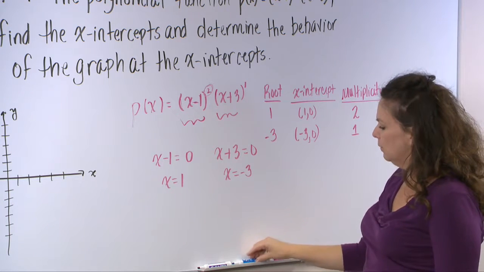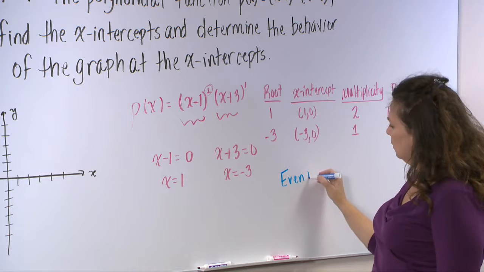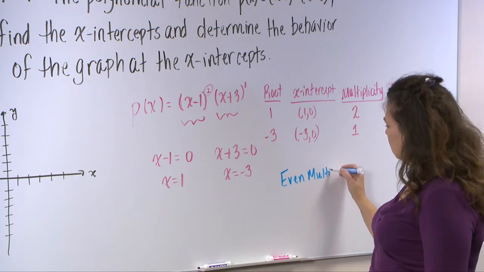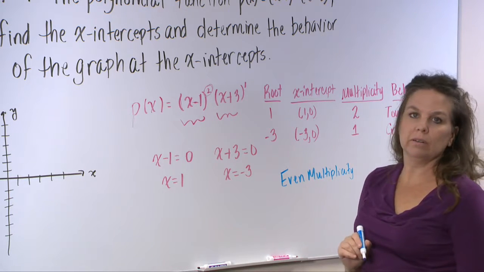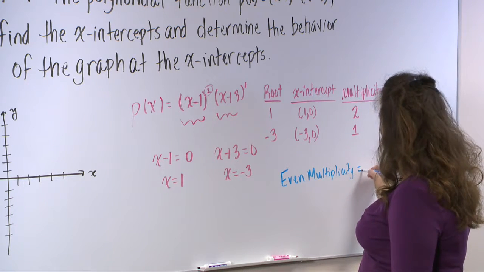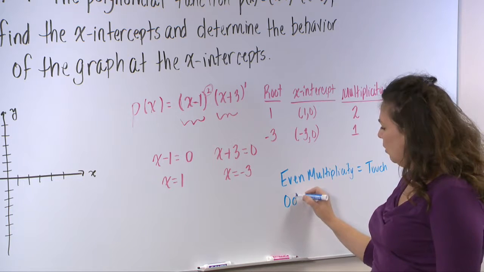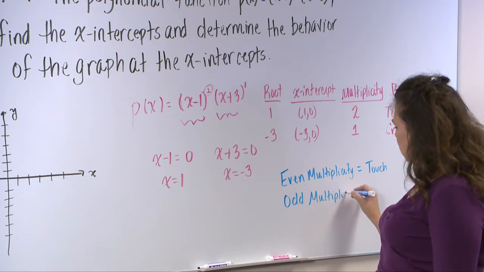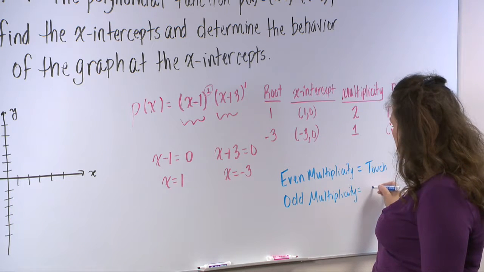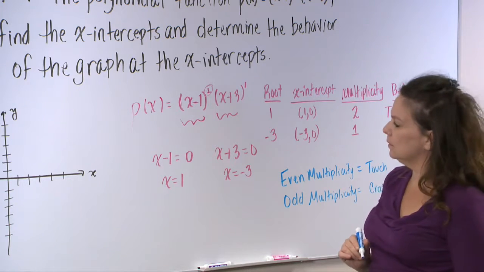So let me point this out. If we have an even multiplicity, then the behavior at the x-axis will be that it touches the x-axis and does not cross. If we have an odd multiplicity, then the behavior at the x-axis is that the graph will cross the x-axis.